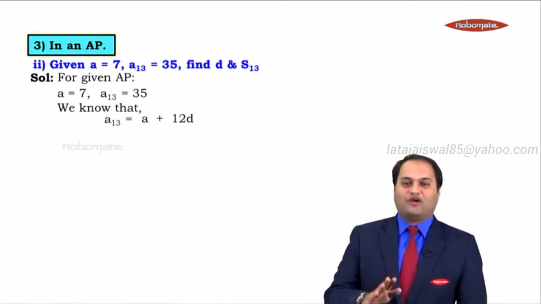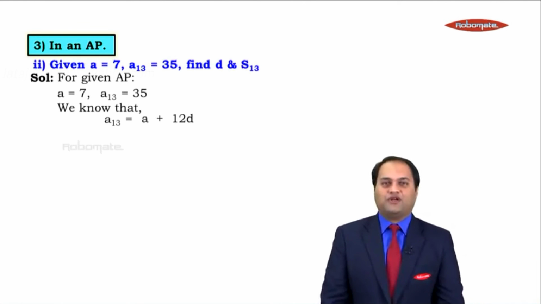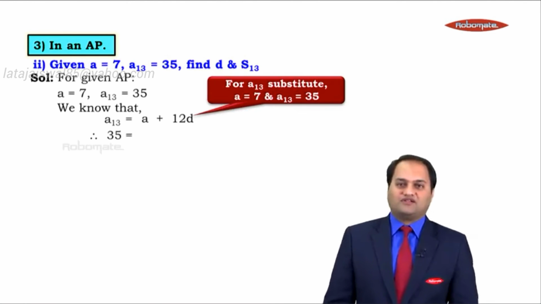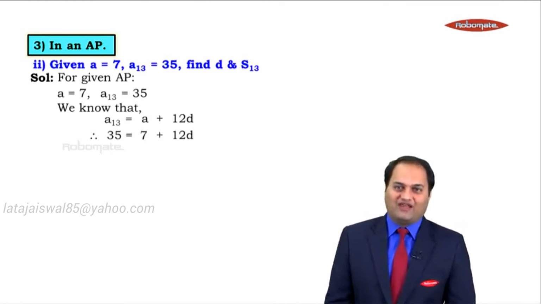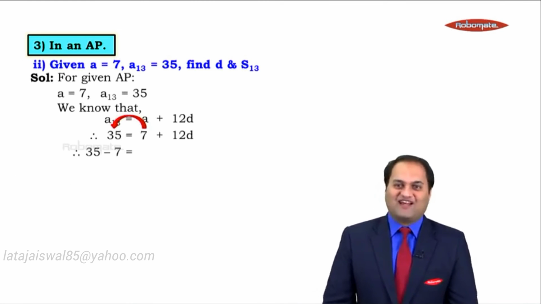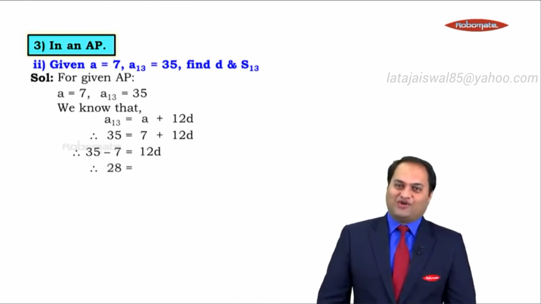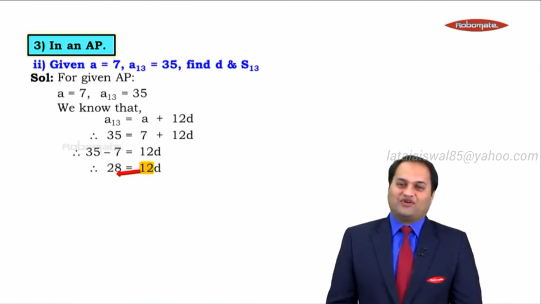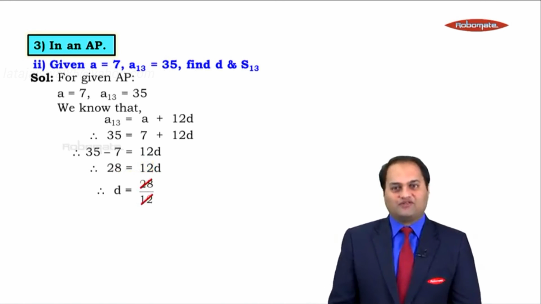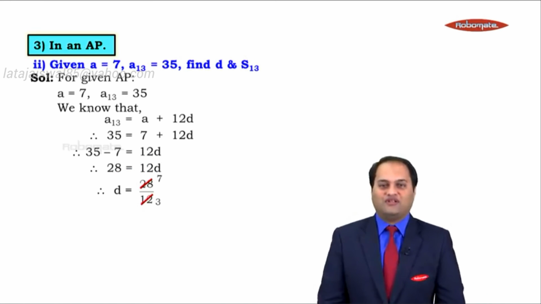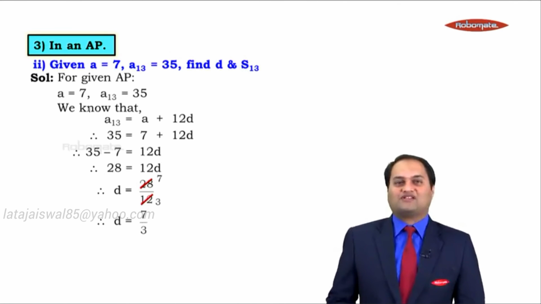A plus N minus 1 into D. So A13 will be A plus 12D. Right? Let's substitute the values. A13 is 35. A is 7. And 12D is 12D. 7 goes to the other side. You get 35 minus 7 is equal to 12D. So 28 is equal to 12D. So D is equal to 28 upon 12. Let's simplify this. 4 7s are 28, 4 3s are 12. So we get D is equal to 7 upon 3. But is the sum over?